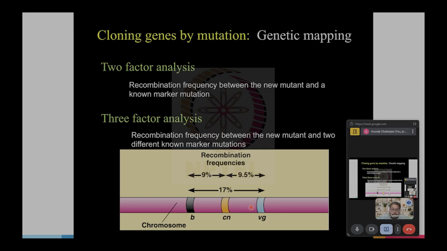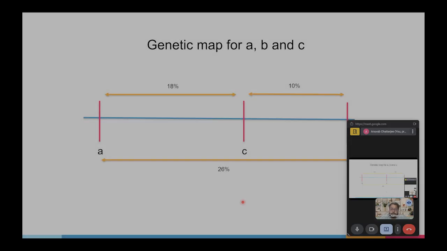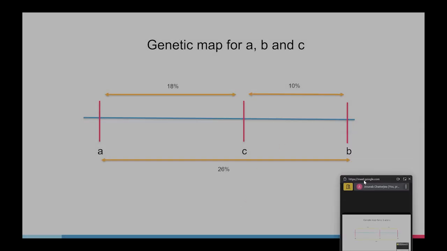Okay, so let us look at it. So this is what we figured out. How you do three-factor analysis is that, say this was A, B and C. The furthest two genes will have the highest difference between them, and then you place the third depending on what the recombination frequency between each of the pairs is. So that is not really difficult. We look at it and we know that A and B have a 26% recombination frequency, so they are furthest apart.